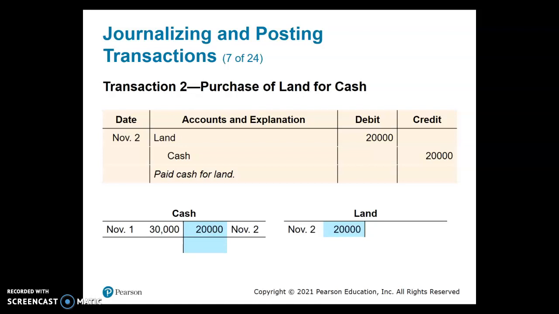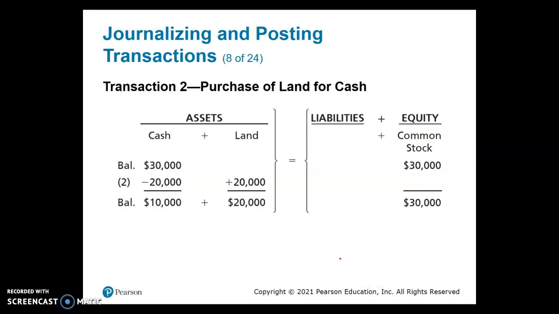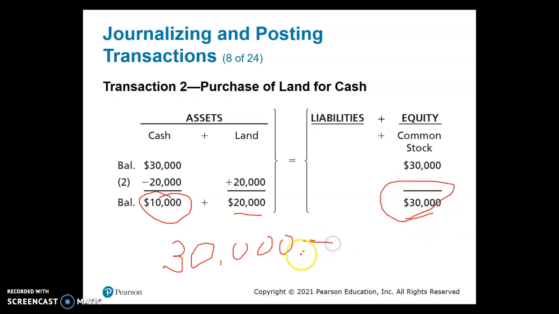Okay, and now we can determine the ending balance in cash, and it is $10,000. We had 30,000 on November the 1st, and cash just went down by 20,000 because we purchased land, so our ending balance now is $10,000. Okay, and now you can see how the accounting equation is affected. We've got $10,000 cash plus $20,000 land. We have 30,000 on this side, and we still have 30,000 on this side. So our equation remains in balance.